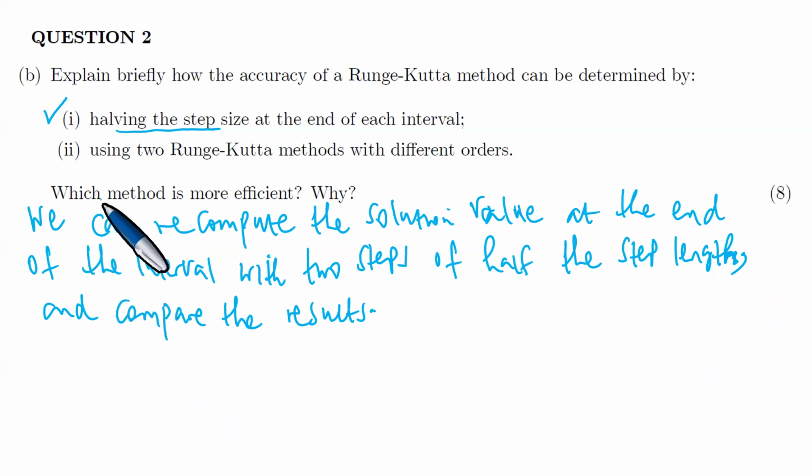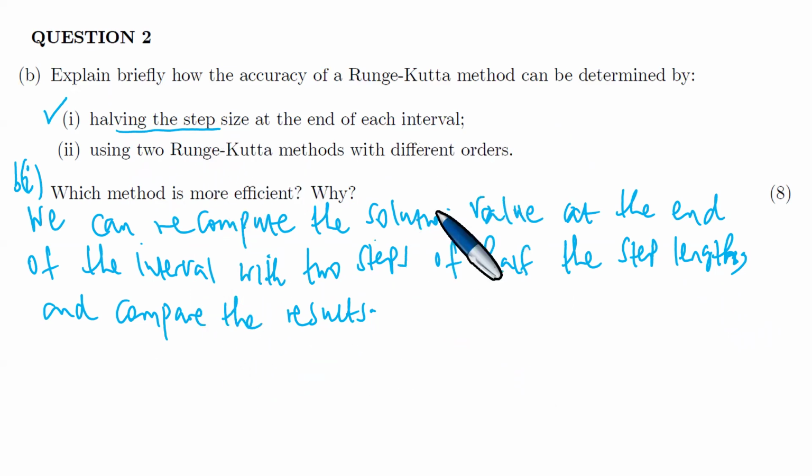So in the first Roman figure, that is B Roman figure 1 here, that's what we're dealing with. By halving the step size at the end of each interval, we can recompute the solution value at the end of the interval with 2 steps of half the step length and compare the results. This explains how the accuracy of a Runge-Kutta method can be determined.